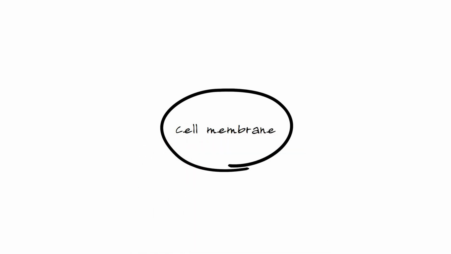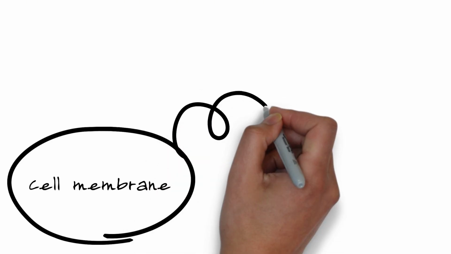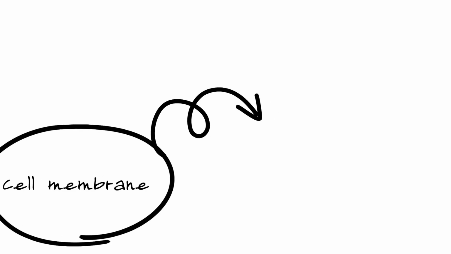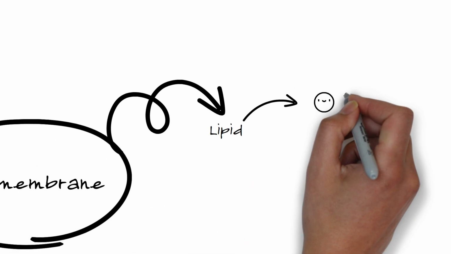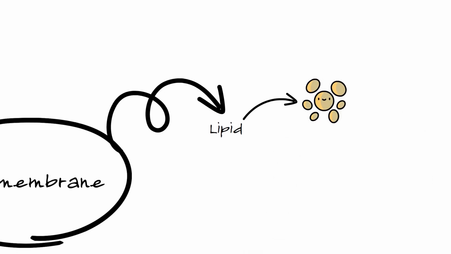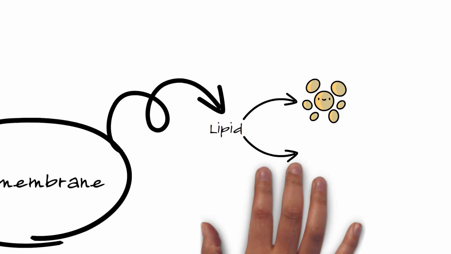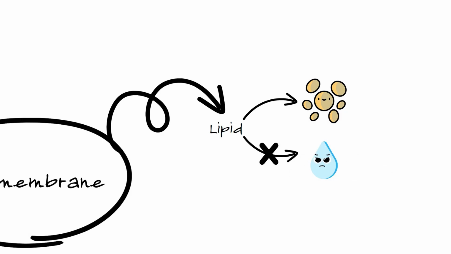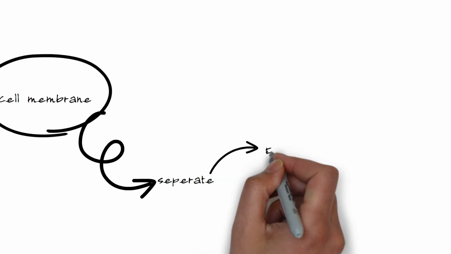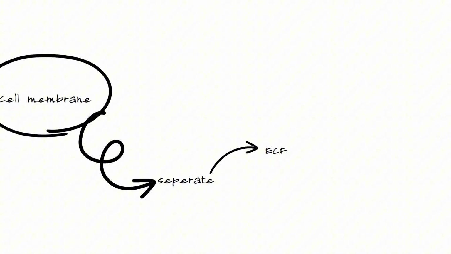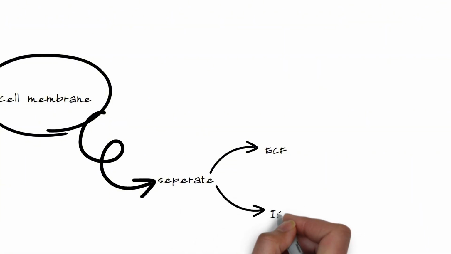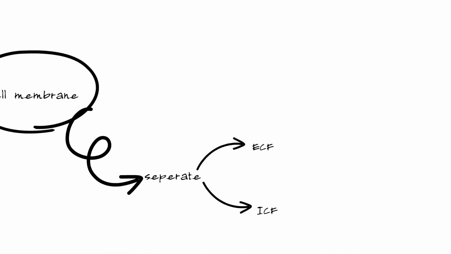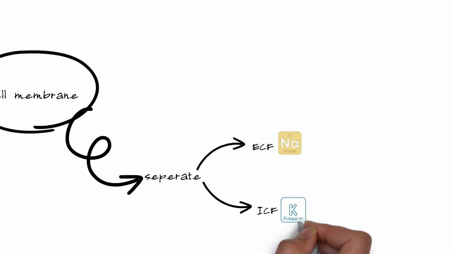Our MemoMap topic today is about cell transport and the cell membrane. Well, we know that the cell membrane is a lipid. Accordingly, it could transport the lipid soluble but not water soluble. The main function of the cell membrane is to separate the extracellular fluid from the intracellular fluid, keeping sodium high extracellular, and potassium high intracellular.